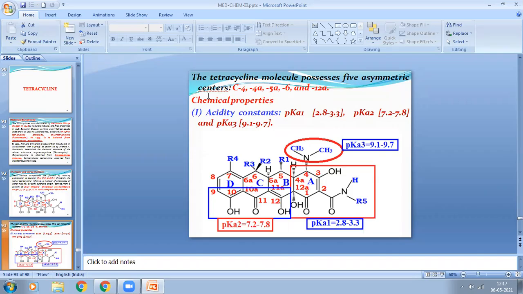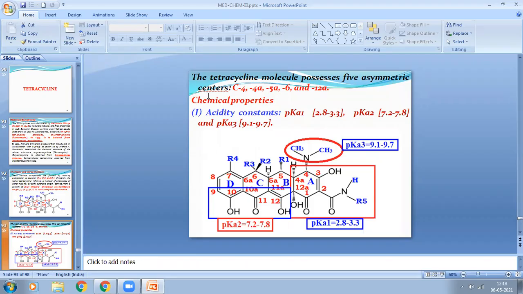Now we are going to discuss the chemical properties of tetracycline. First, there are two properties to discuss. The major properties: number one is the acidity constant of the tetracycline, and second is the chemical reactions of the tetracycline.